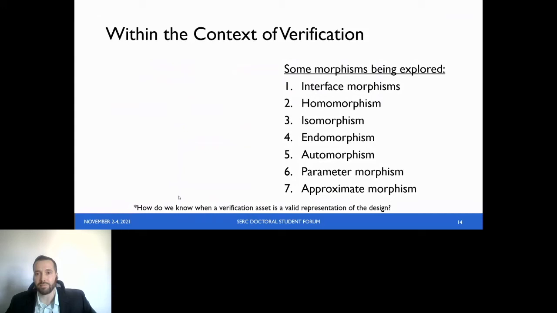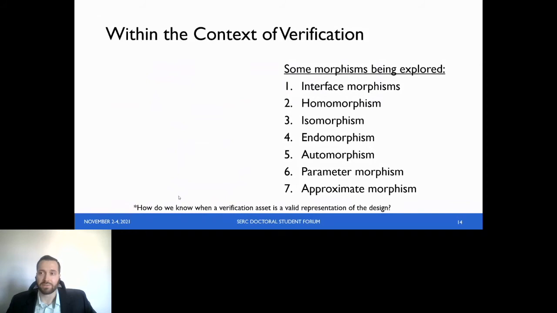Parameter morphisms and approximate morphisms, I think those are some of the more practical as well. Essentially that's saying that we're going to have some type of approximation, or in the case of parameters, some parameters may be relevant within a given frame of observation versus others, which may not be in another frame of observation. And most of what I've talked about are exact morphisms, where in reality, they're not necessarily going to be exact.